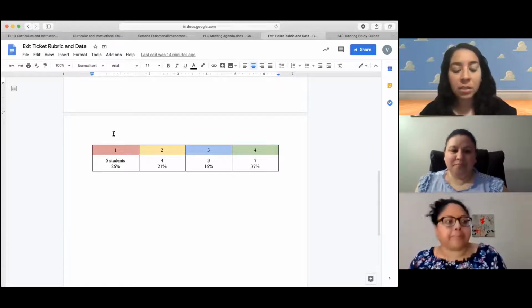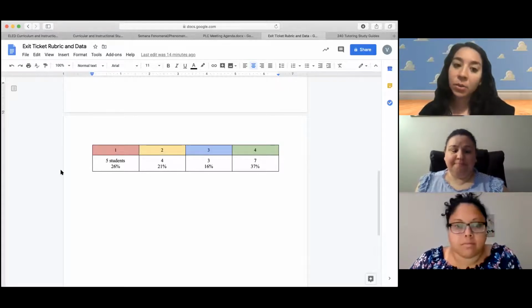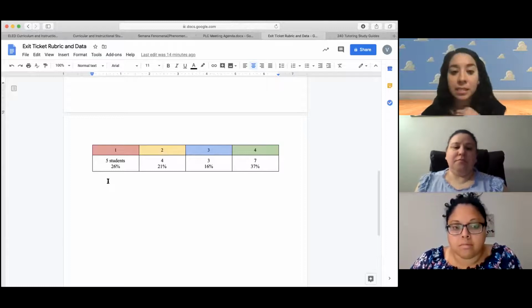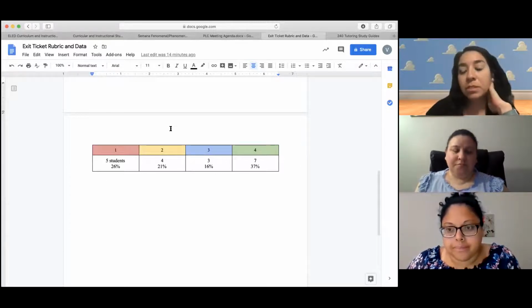So what I'm also looking at is I need to reflect, because this is 47% of my class who is kind of on the below average. So it's a little bit less than half of my class that needs to be reinforced on how to find the different types of forms.